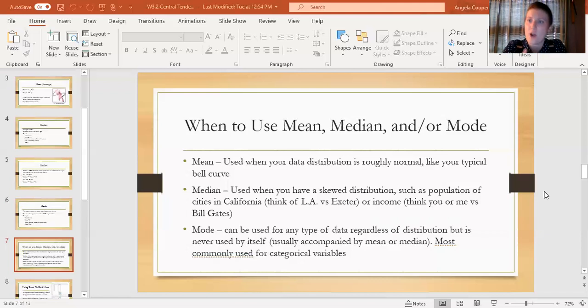So instead of saying the average income for the United States or the average income for California, which will be skewed by the numbers that have so much more in them, we're going to be saying the median income for California is $55,000 a year or something like that. Same thing for populations of cities.